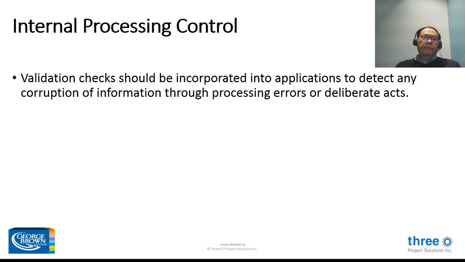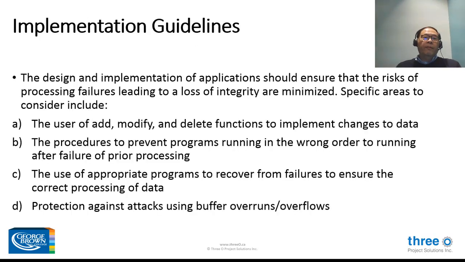Okay, and processing control, yeah. So you take the date range and so on. So you make sure that the coding has the checking for the validity of the input. Some other things are design and implementation of applications should make sure that the risk of processing failure leading to a loss of integrity are minimized. Remember, we talk about CIA, there's always integrity. So when the data are being entered through the application, we have to make sure the integrities are preserved.